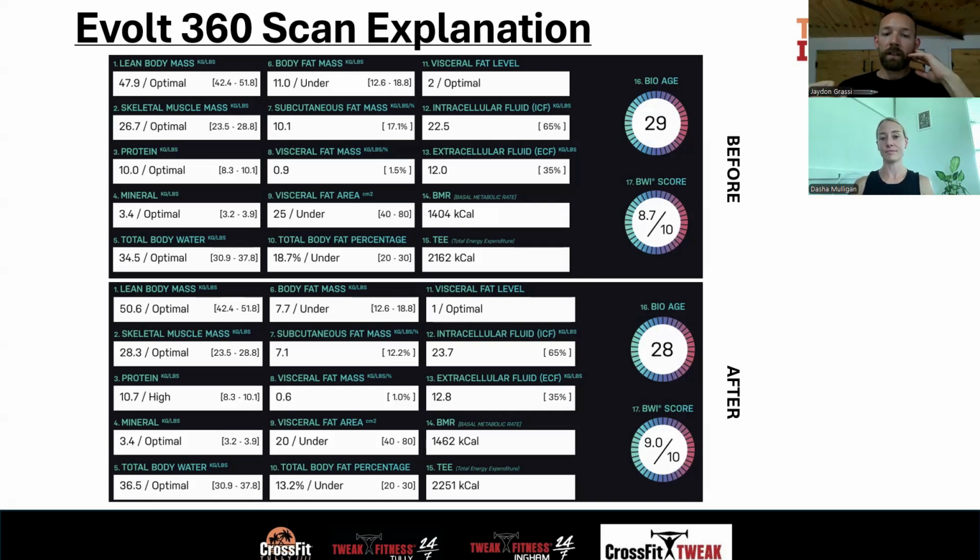And then you'll see here as we go down, basal metabolic rate, and total energy expenditure. You'd suspect that both of these have now increased. That would be in line with the change of the body composition, right? So we've got now more muscle mass, which requires more calories for maintenance at rest.